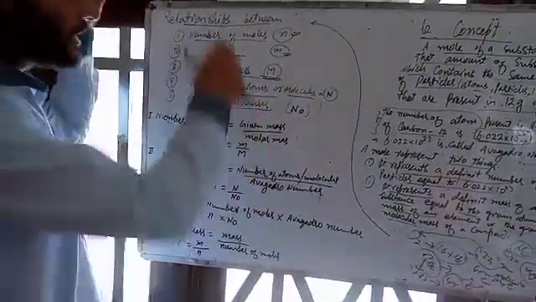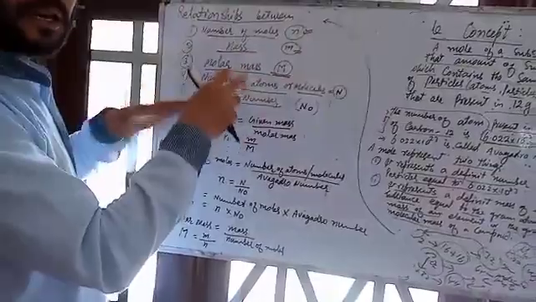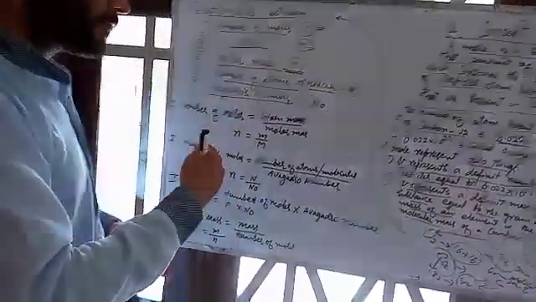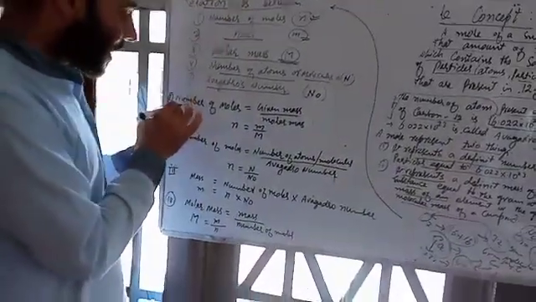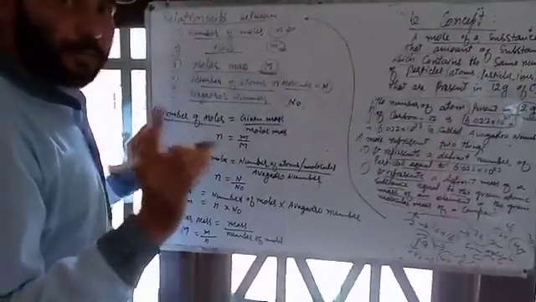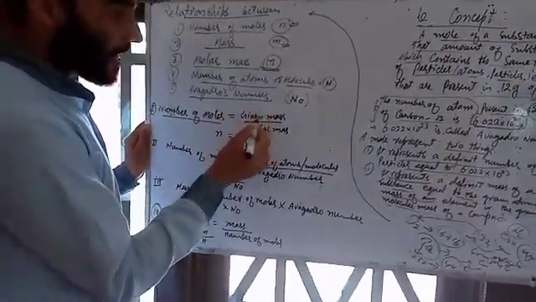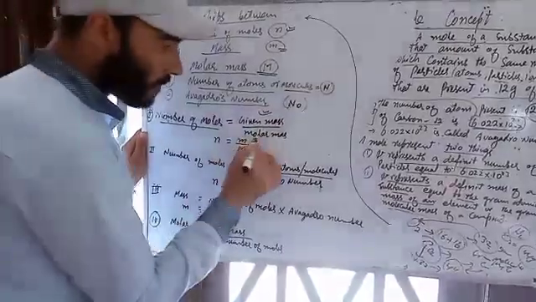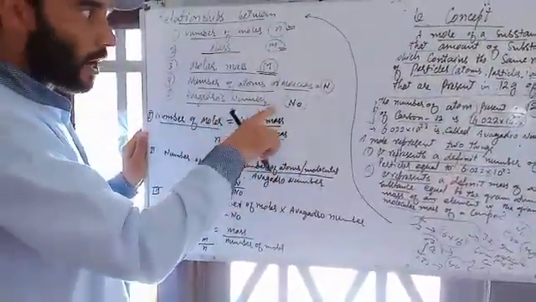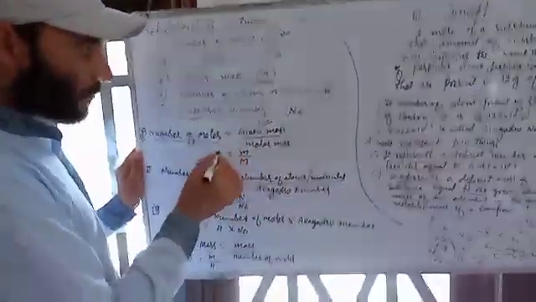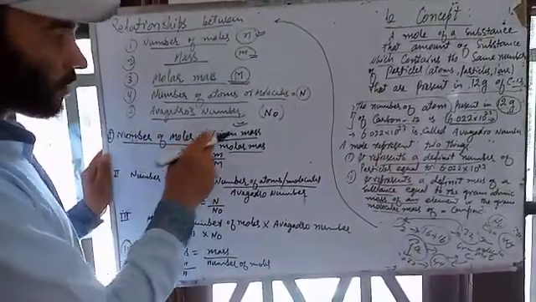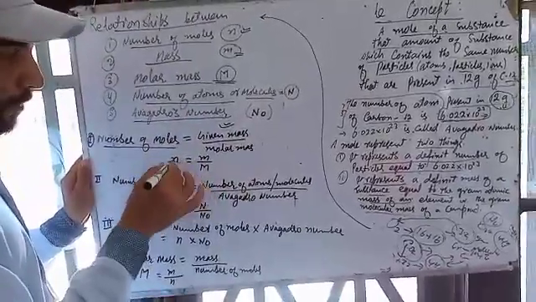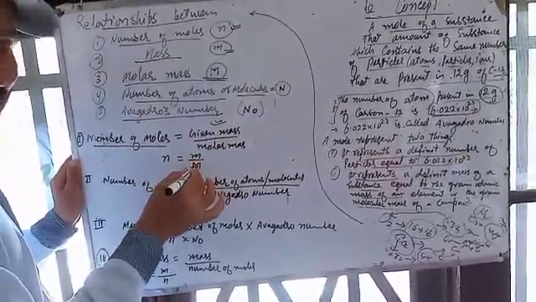Now how are these 3 or 4 items related and how can we calculate different things according to these formulas. Number 1, number of moles. If you have to calculate the number of moles, there can be given mass divided by molar mass. These are two things, mass and molar mass. Therefore the formula becomes number of moles is equal to given mass divided by molar mass, represented by n = m / M.